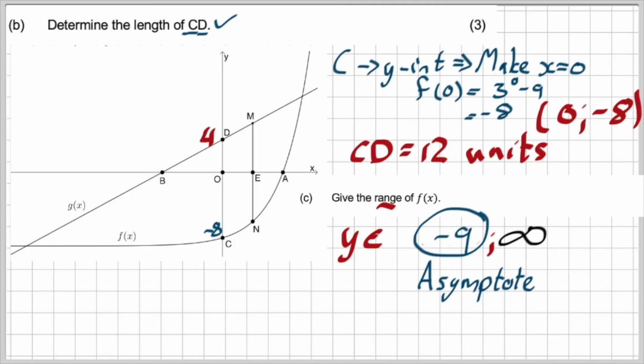But wait, we forgot our brackets. Does the graph touch your asymptote? No. So it's a round bracket. Does it touch infinity? Never. Okay? And there's my range. So always with domains and range, I love to write it the way that it is. Okay? X is an element of minimum and maximum for domain, or y is an element of minimum and maximum for range. It's always different ways that they love to ask it.